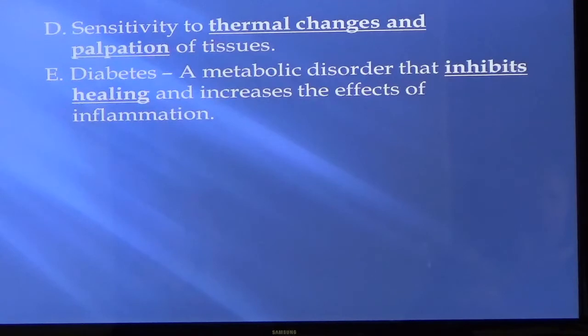Diabetes, this is a really common one. Patients with diabetes, their body can't fight infection as well as healthy individuals. So gum disease is really, really prominent in diabetic patients. So it's really important that we educate these patients.